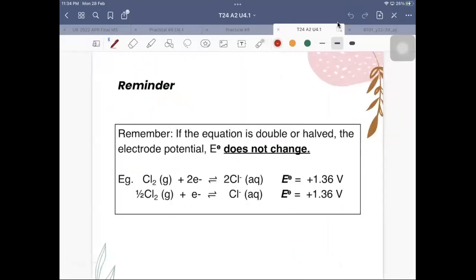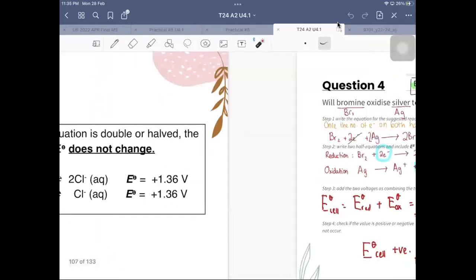Another reminder is that when we multiply the equation, usually for the purpose of balancing the number of electrons, we do not have to multiply the E note values, okay? So the E note values stay the same, whether you multiply it by 2 or you divide it by 2, or any other number, which is unlike your enthalpy change. When you multiply your enthalpy change, the value of your delta H also will be multiplied by the same factor.